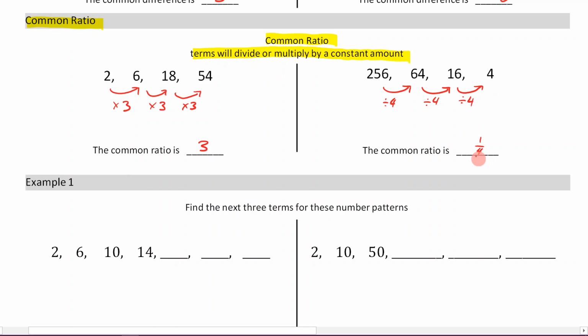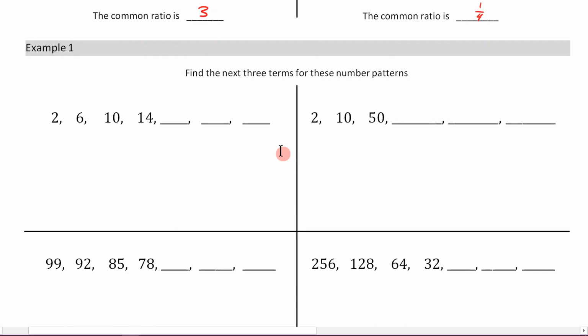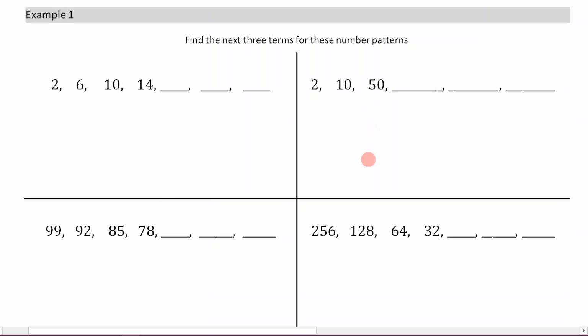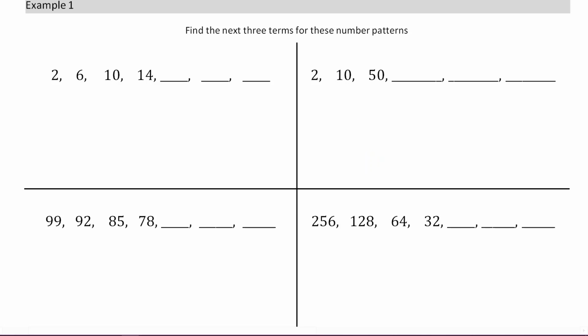Now, the reason why we say that is because to divide by 4 is the same thing as to times by a quarter. So the common ratio we would say is 1/4: a quarter of the old value to get the new one. All right, so let's now go through some examples that you'll see in the textbook. It says, find the next 3 terms for each of these patterns. All right, so we need to find the next 3 terms.